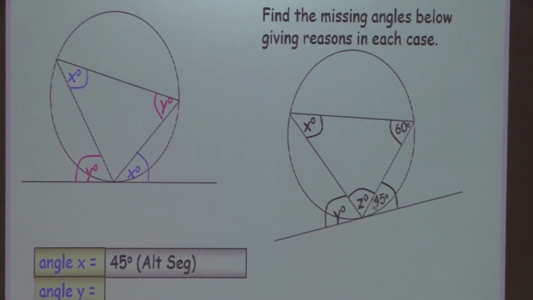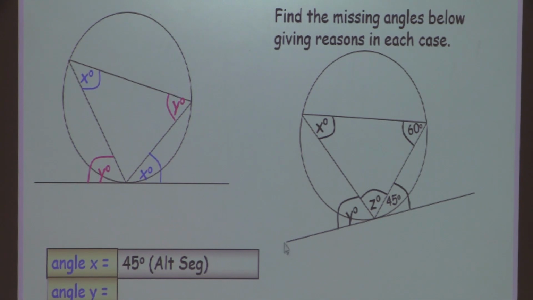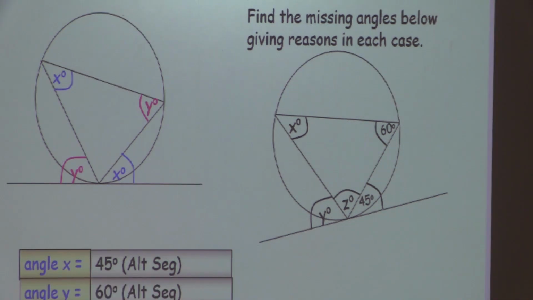The next one is y. We're looking for y. Y is between a tangent and a chord. I go with this chord and find the angle that is formed by this chord, which is 60 degrees. Therefore, y is 60 degrees. Remember this scenario? These two are the same. It's exactly the same thing. Therefore, y is equal to 60 degrees. So that becomes very important.